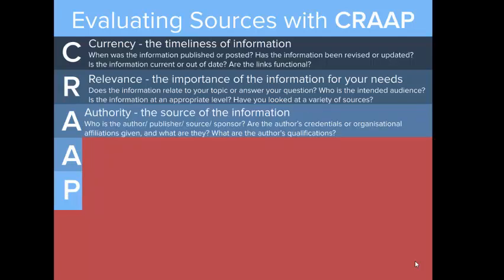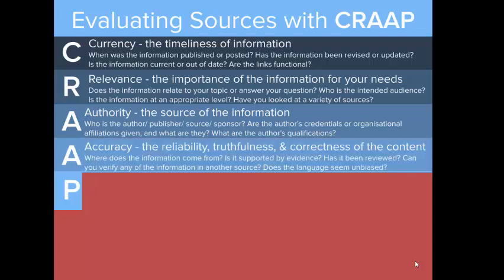A stands for authority. Who is the author? You should do an internet search for the author. Do they work high up in a famous company, or are they a member of staff at a good university? What are their qualifications? The second A is for accuracy. Where does the information come from? Is it supported by evidence?